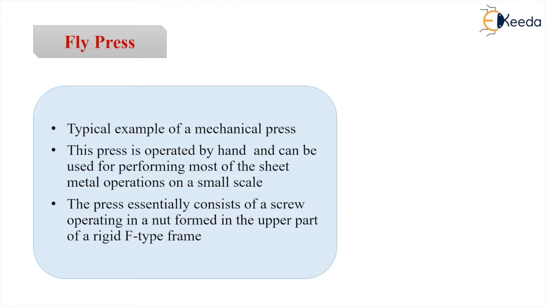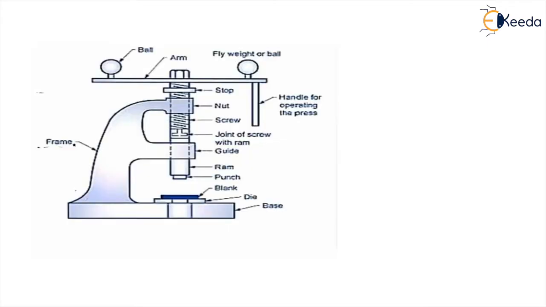So let us see a very simple type of press. One type is the fly press or ball press. This is a typical example of a mechanical press. This press is operated by hand and can be used for performing most of the sheet metal operations on a small scale. Look at the diagram. The fly press or ball press is the most simple of all the presses and is operated by hand.